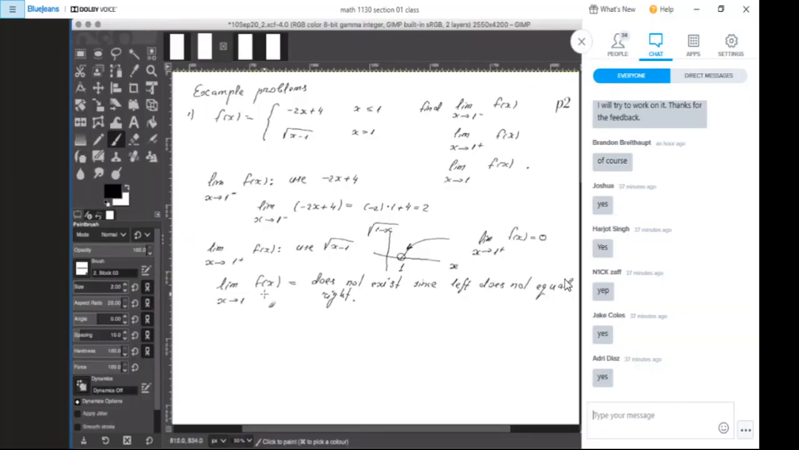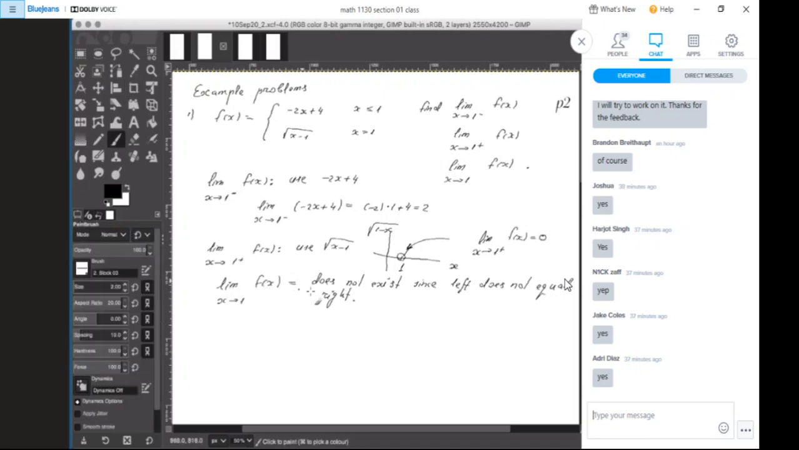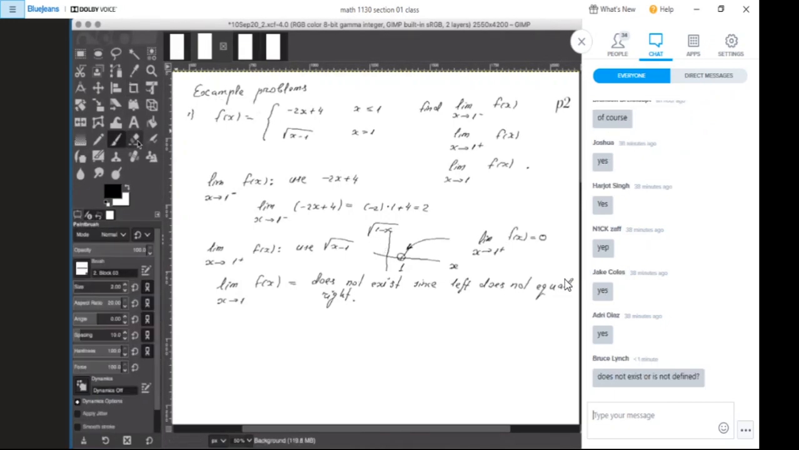Any questions about this problem? Why do you have the square root of 1 minus x at the top of your graph rather than using the function, the square root of x minus 1? Oh, I messed up. Thank you so much. Let's correct this right now.